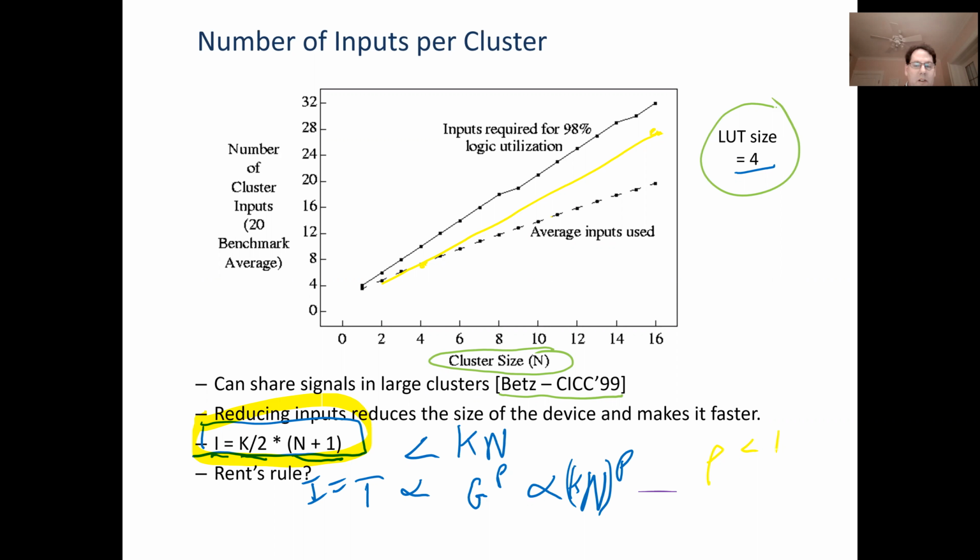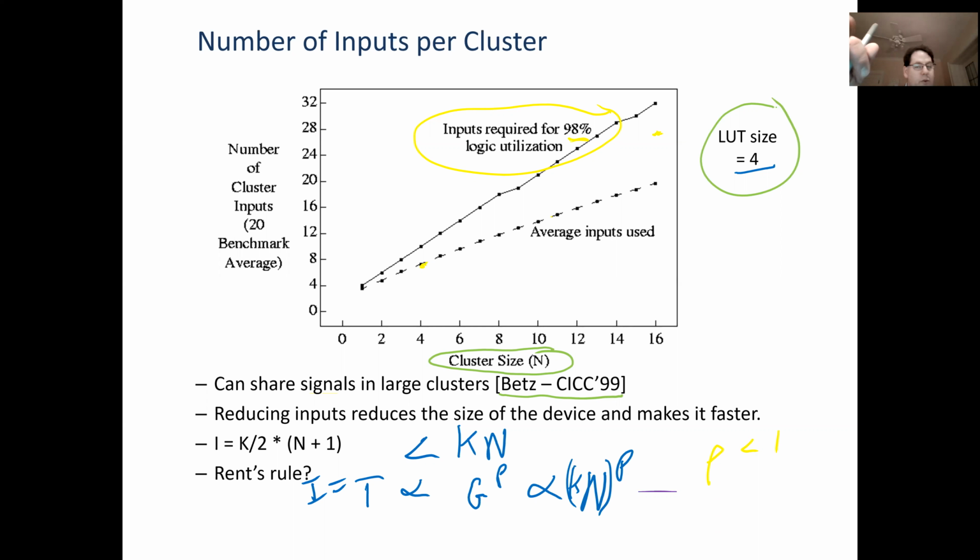Maybe they could still do better, because if I fit a curve to this, the rent exponent looks like it might be 0.75 or 0.7. So it doesn't look fantastic, but it's a lot lower than 1. The target they've set for themselves, that they can get to 98% logic utilization, is actually a fairly hard one. And they're using a packing flow that really tries to shove as much into a logic cluster as it can, so this input count is potentially a bit high. There are studies that have shown you can reduce this if you're willing to accept less than 98% logic utilization.